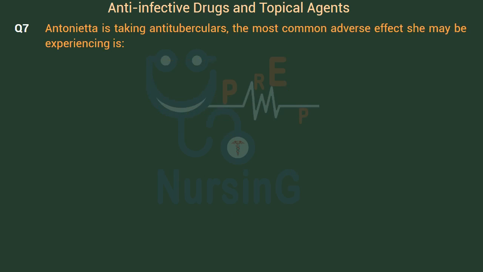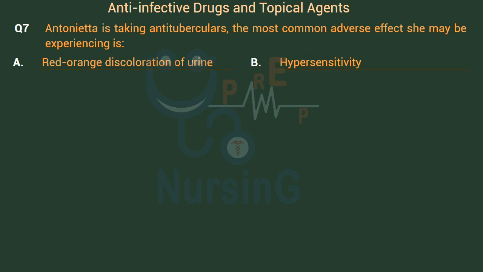Antonietta is taking antituberculars. The most common adverse effect she may be experiencing is: Option A. Red-orange discoloration of urine. Option B. Hypersensitivity. Option C. Hepatotoxicity. Option D. CHF. Right answer is Option C. Hepatotoxicity.